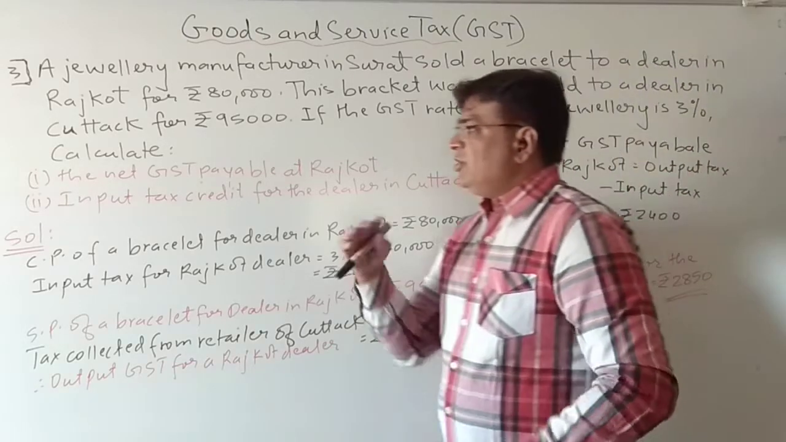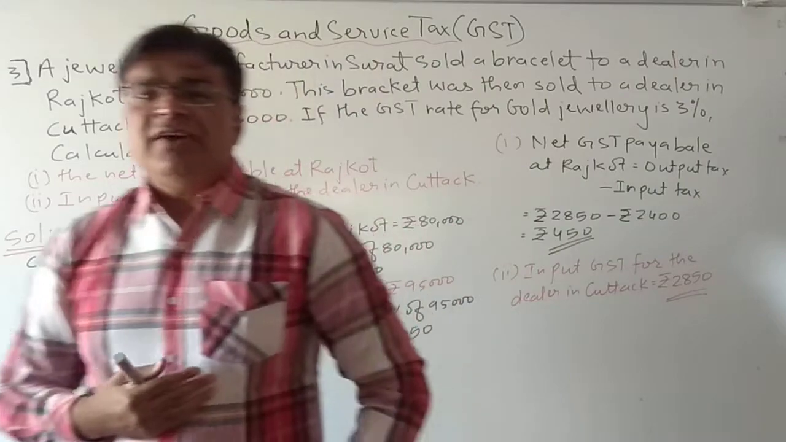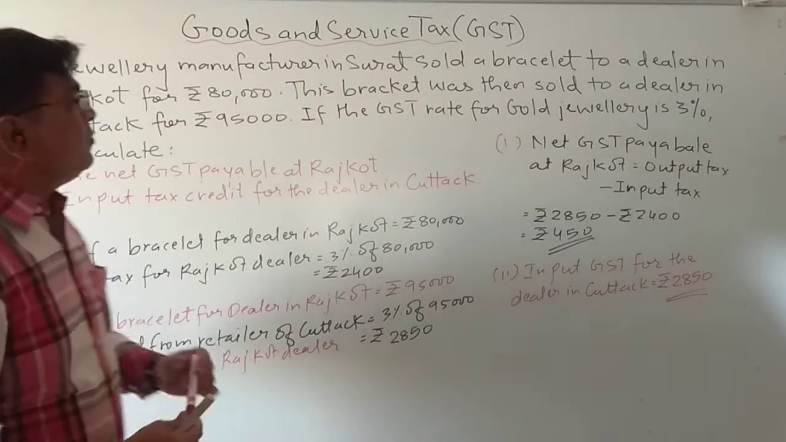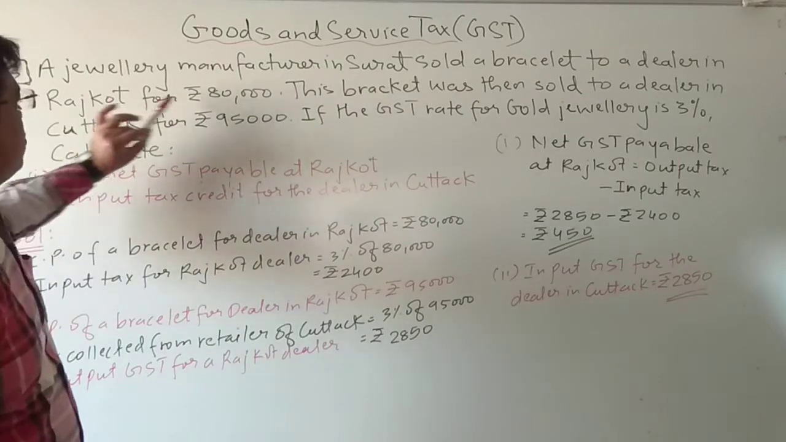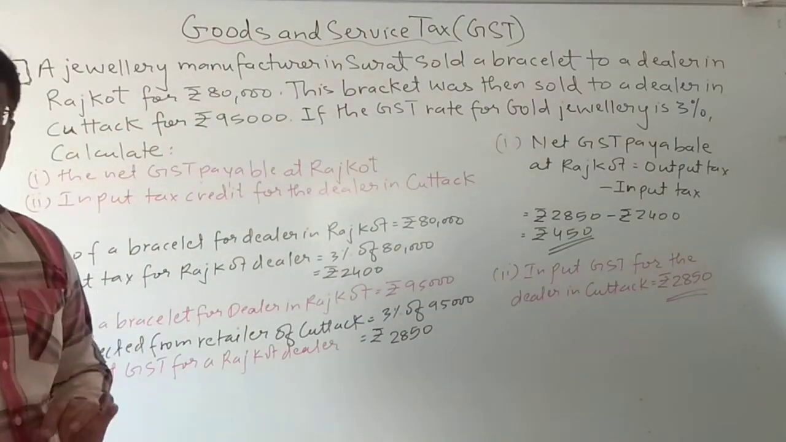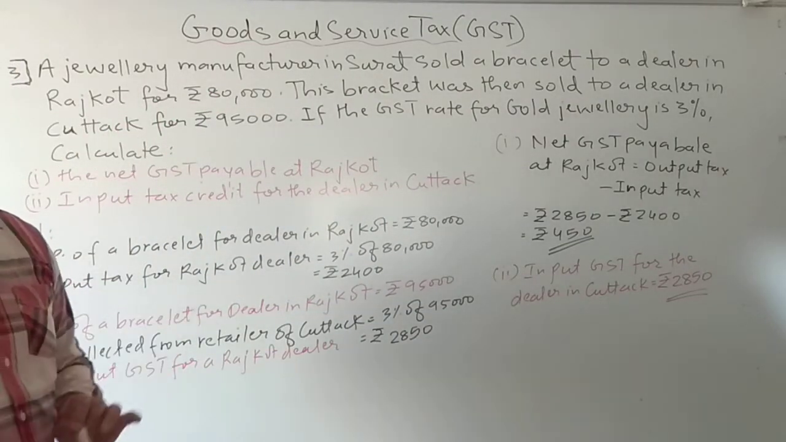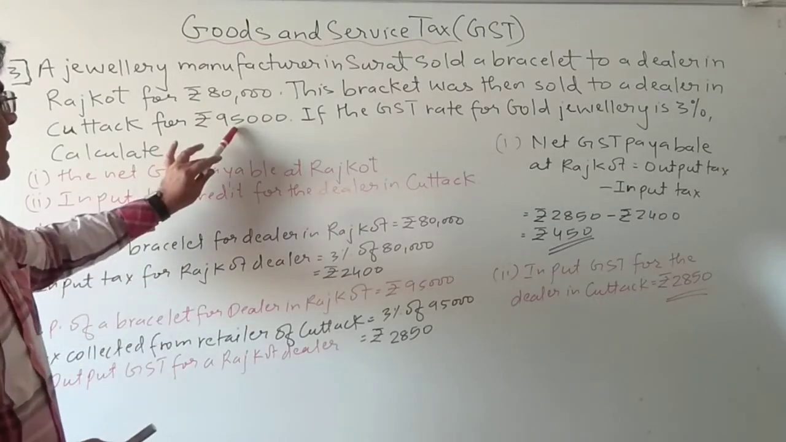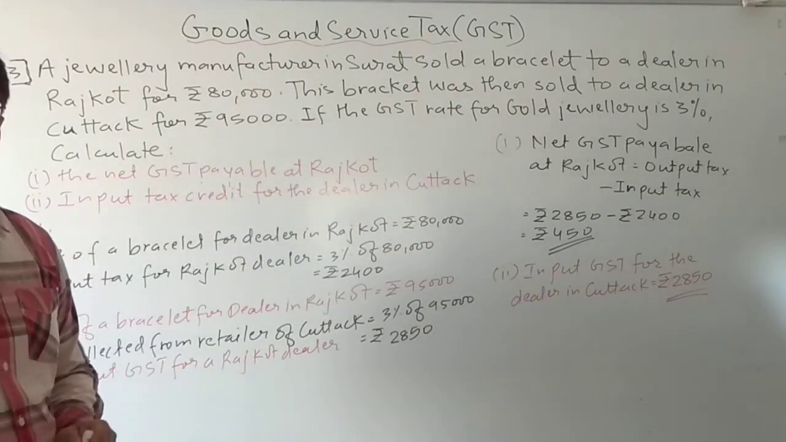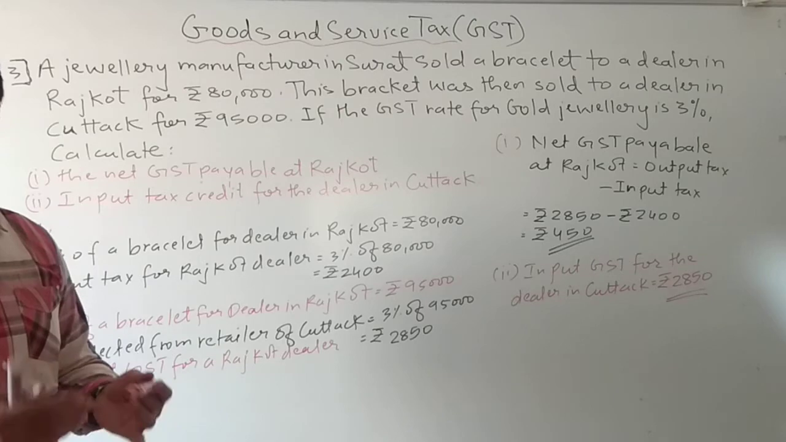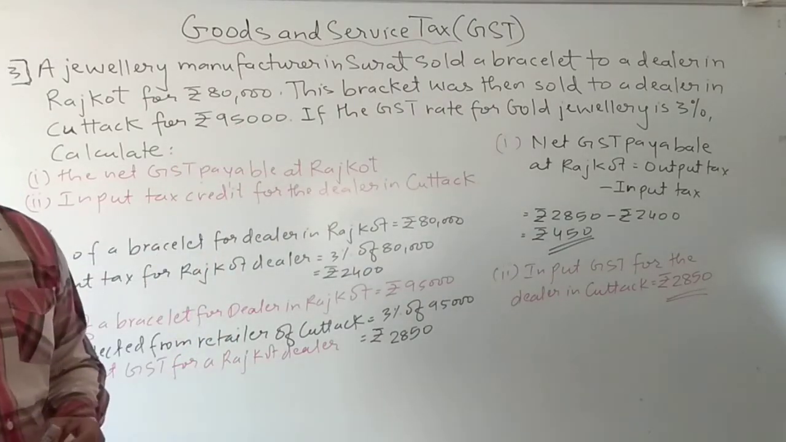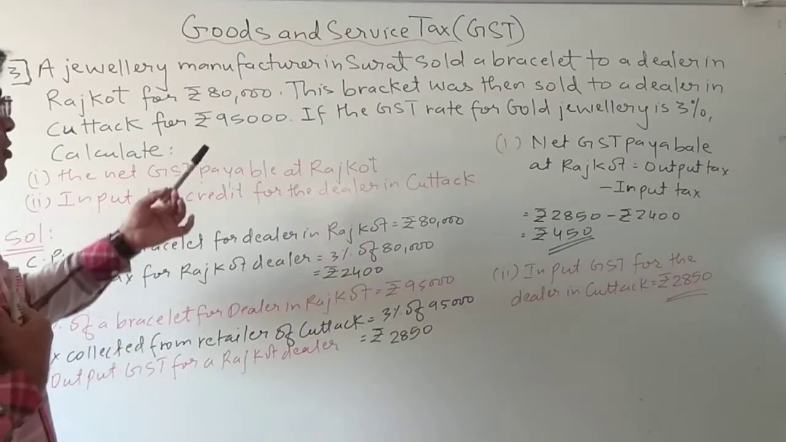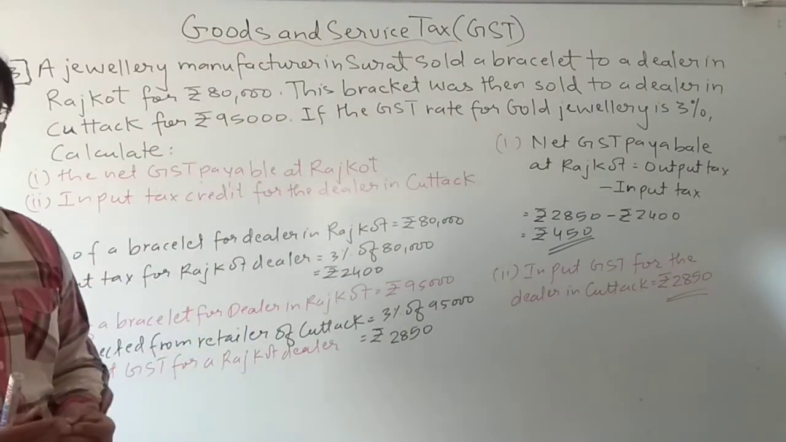Okay, so there is another way also in which you can find the tax. See, first of all, what was the price of the bracelet? 80,000. Finally, at which price is the bracelet sold? 95,000. So how much is it sold for more? So what is the value added to 80,000? So it is added 15,000. Now you can also calculate the tax on 15,000.